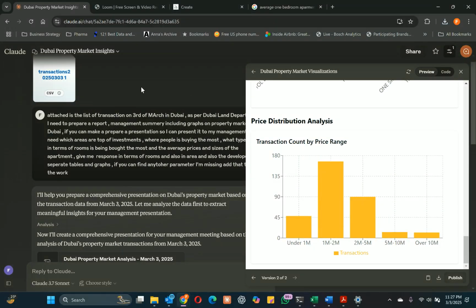Data analytics is really easy when you're using AI tools. I'm going to use the same thing with ChatGPT. I used to do that, but it's giving me some hallucinations, so I shifted to Claude 3.7. Let's see how it goes.